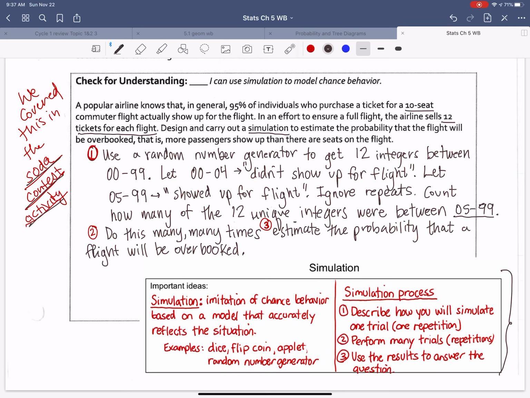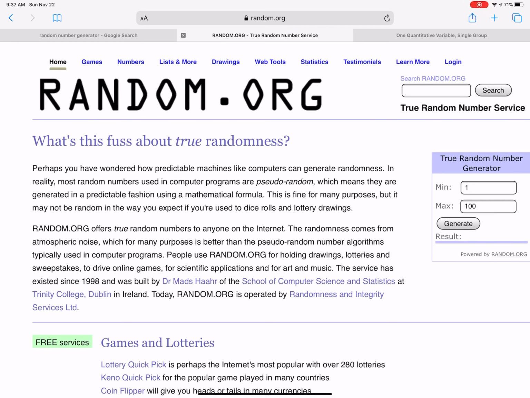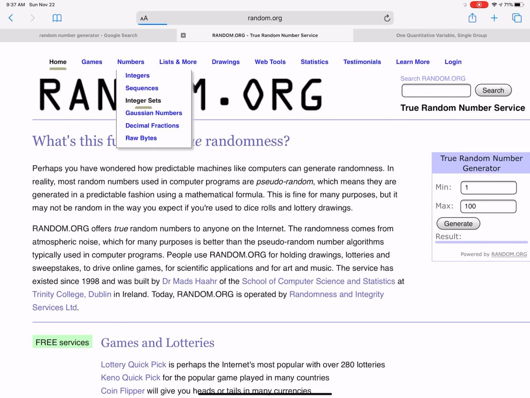Now we did this together where each person generated a random number, but I'm sitting here by myself, right? So how can I generate a bunch of numbers all by myself? I'm just going to use some of the same things we did before. If you go to random.org, notice there's a tab at the top, numbers, and I'm going to go to set of integers.